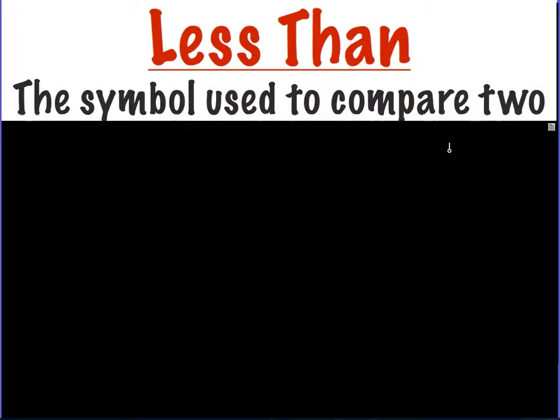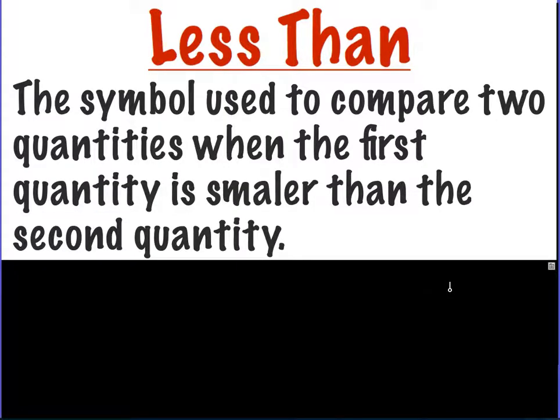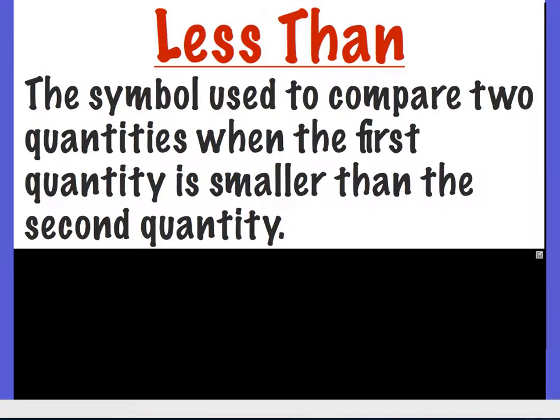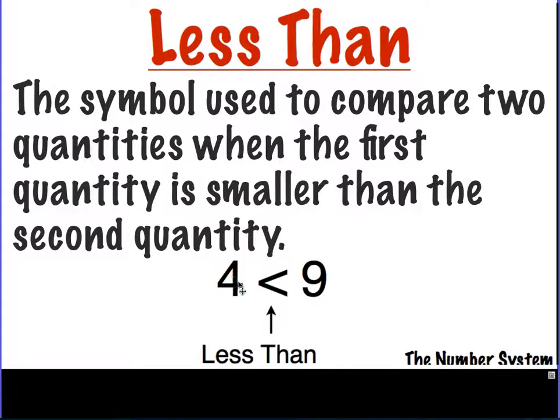Next, we have less than. The less than symbol is used to compare two quantities when the first quantity is smaller, 2 L's and smaller, there we go, than the second quantity. So again, 4 is listed first, so 4 is less than 9. Again, if you take your left hand, make that L and tip it, you'll notice that it looks like a less than sign. So that's always helped me to remember which symbol is which.